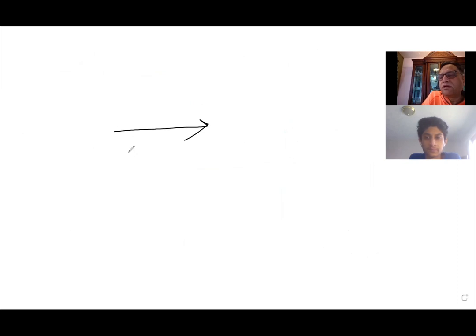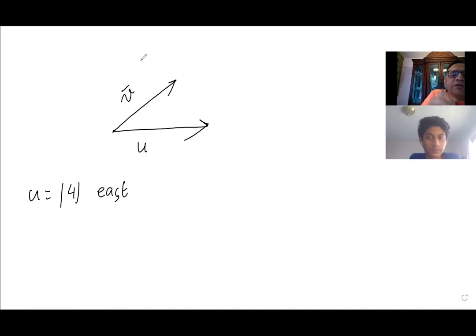One is going in this particular direction. We'll call this vector u, and the magnitude of u, let's say, is 4. I'm only writing 4, and it is going east. The other vector is v. Vectors are normally written with a bar on the top, so they indicate that they are vectors. They have both magnitude and direction. And let us say the angle between these two is 30 degrees. The angle between v and u is 30 degrees, correct?